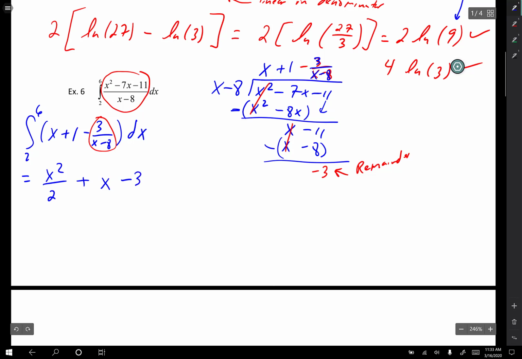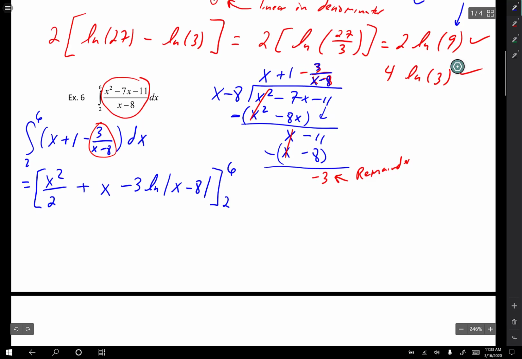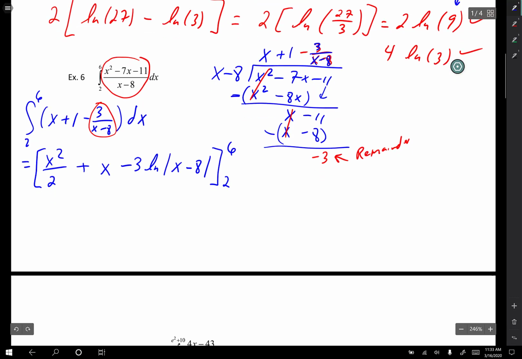Put the 3 in the front. ln. Let's see, I'm going to have negative values with my domain, so put an absolute value, x minus 8, close it. And because I have more than one term, I'm going to put them in brackets, 2 in the bottom, 6 on the top. If I just had one term, I would put a little line. And there it is. I'm going to do upper minus lower.